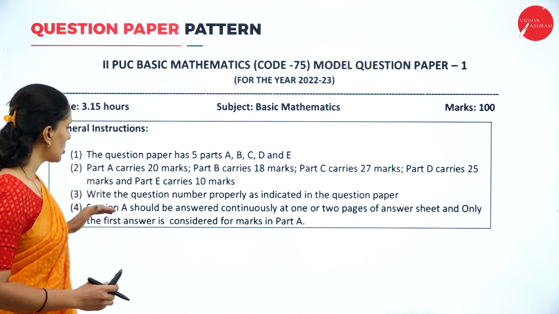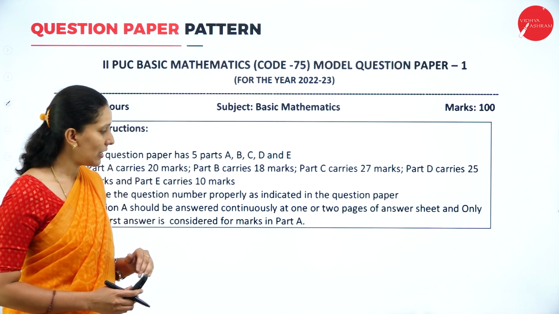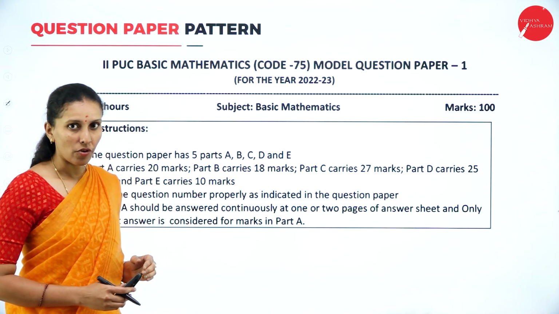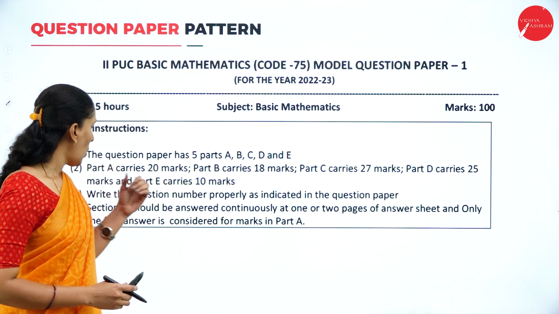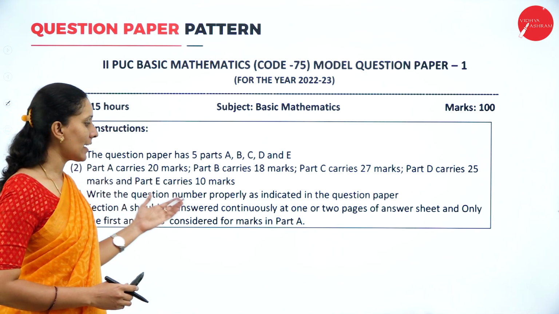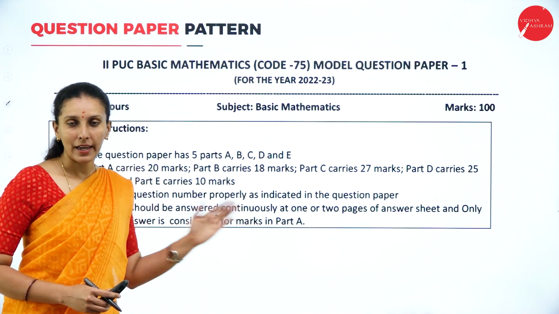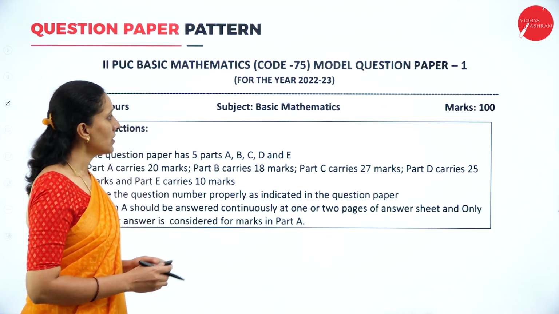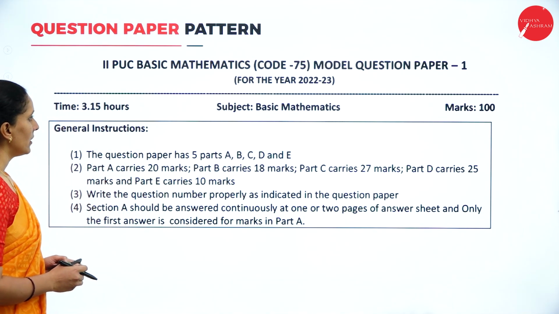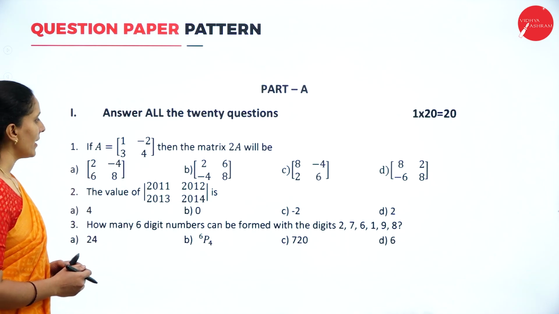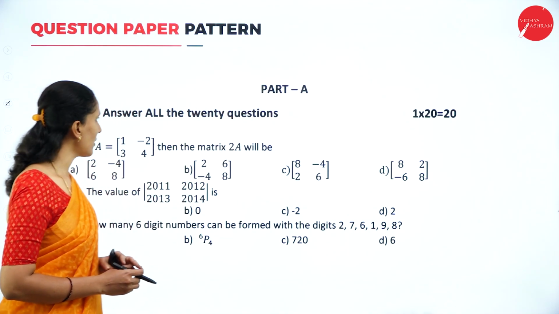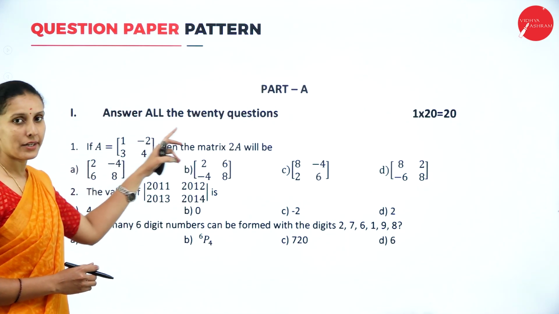Once again, section A should be answered continuously at 1 or 2 pages of the answer sheets and only the first answer is considered for marks in the part A section. So let's see the questions now. As I already said, you have part A section. Answer all 20 questions here.